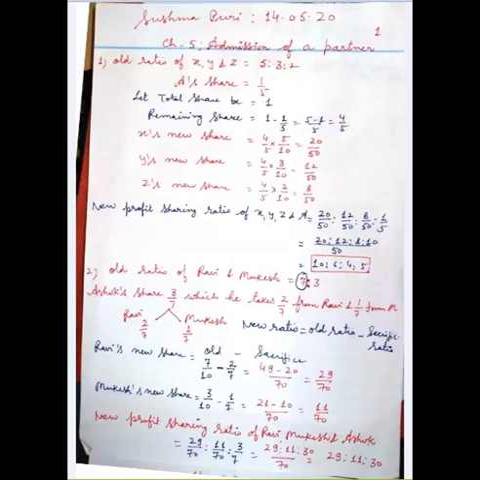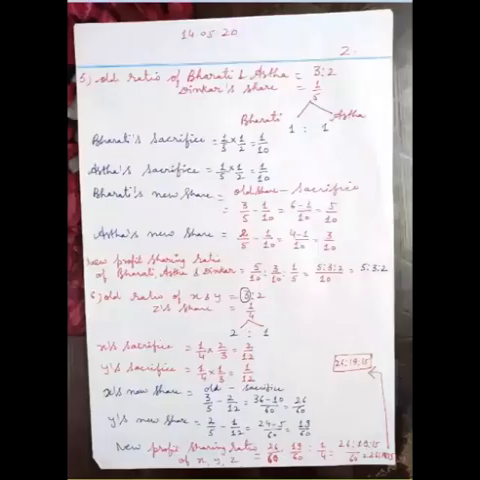Mukesh's new share is 3/10 minus 1/7. Mukesh is giving 1/7 to the new partner. So his new share is 11/70. So the new profit sharing ratio of Ravi, Mukesh and Ashok is 29:11:30. Any doubt? Now see the next question.